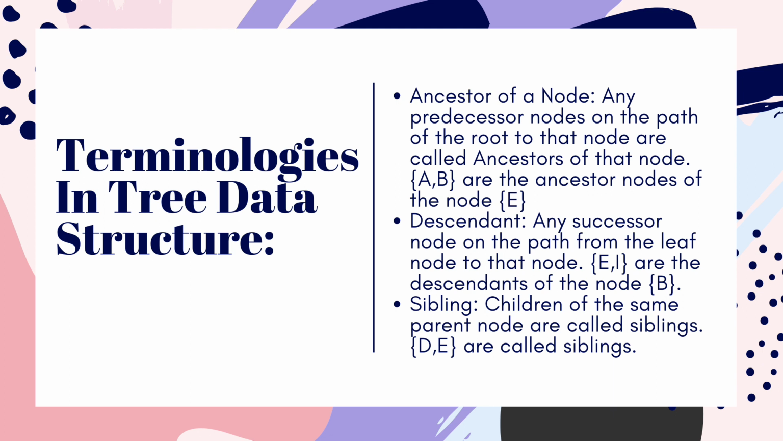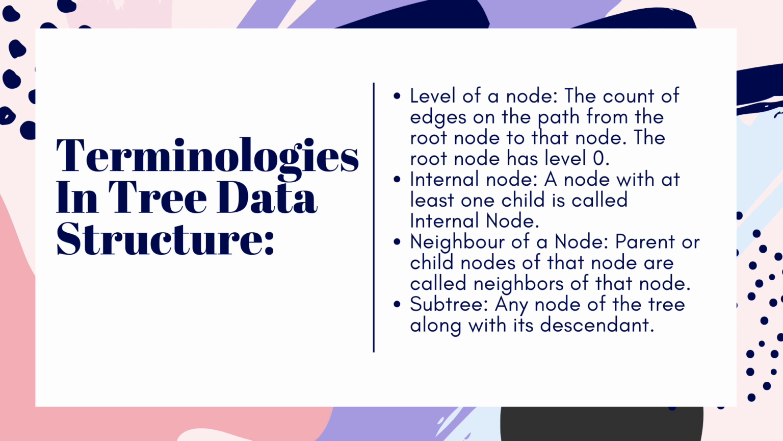Descendant: any successor node on the path from the leaf node to that node. A, I are the descendants of the node B. Sibling: children of the same parent node are called siblings. D, A are called siblings. Level of a node: the count of edges on the path from the root node to that node. The root node has level 0. Internal node: a node with at least one child is called an internal node. Neighbor of a node: parent or child nodes of that node are called neighbors of that node. Subtree: any node of the tree along with its descendants.